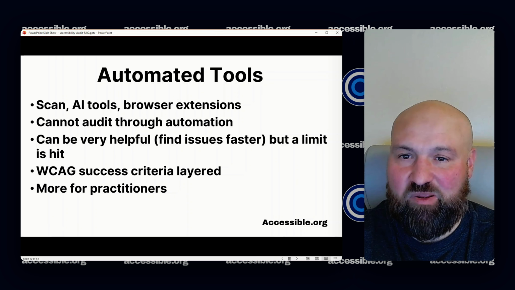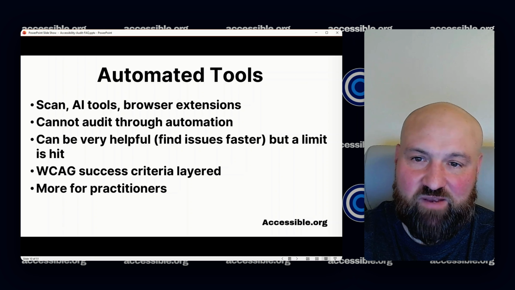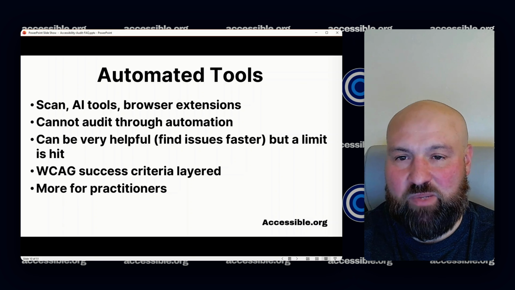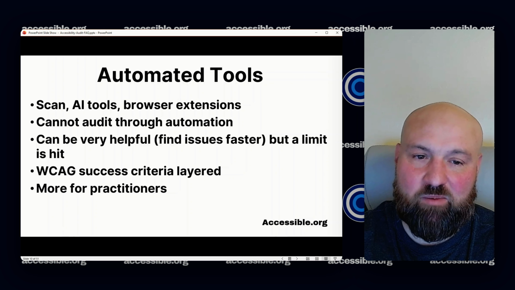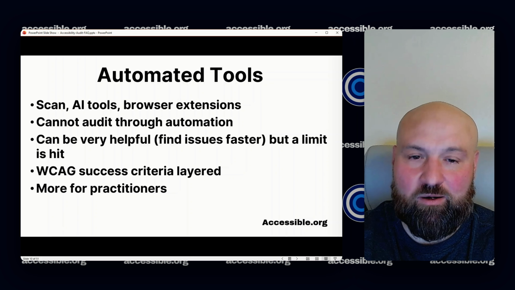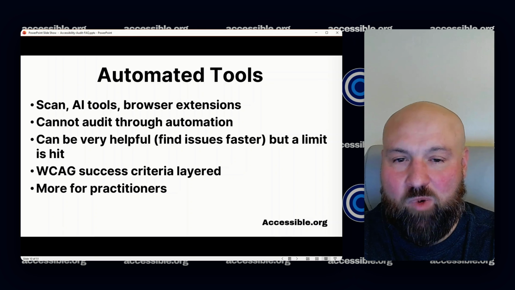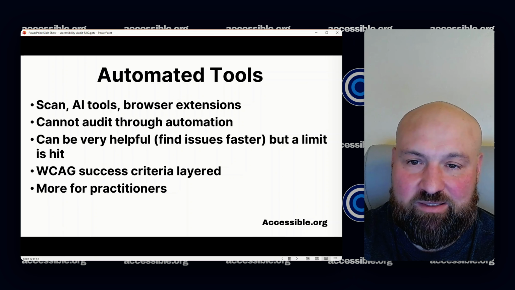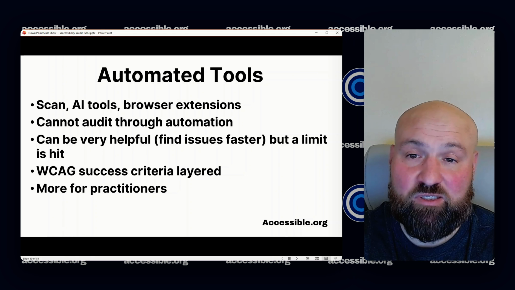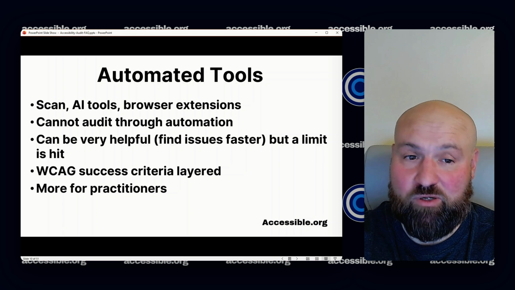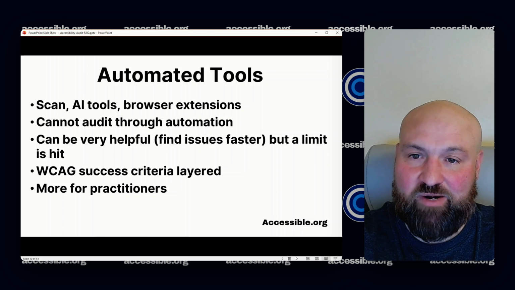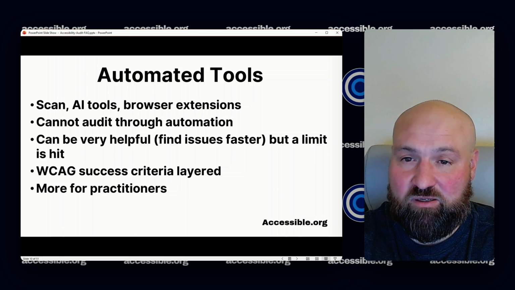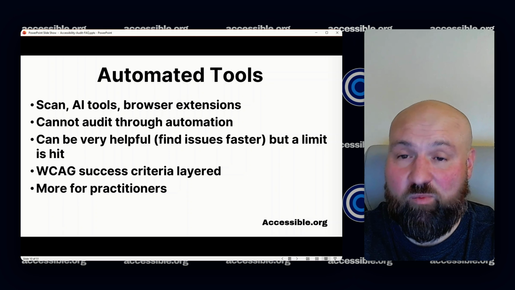Now, these tools can be very helpful. They can help us find issues faster and reduce our incidence of error, but a limit is going to be hit. And this is in part because the WCAG success criteria are layered. So, for most of the technical requirements, it's not as if there must be a single condition met and we just look at whether that condition is met, yes or no. There are multiple considerations to take into account when deciding whether a digital asset is conformant or not.